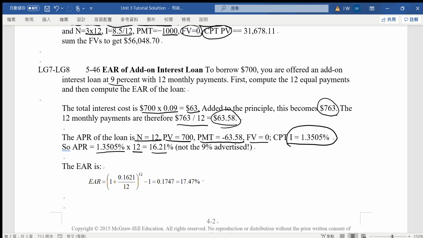Because of that, you can work out the EAR using the formula: 1 plus the APR over 12, to the power of 12, minus 1. Finally, you will get 17.47%, which is a little bit higher than the APR, because it is not paid by one lump sum at the year end only. You pay month by month, so the effective interest rate will be much higher.